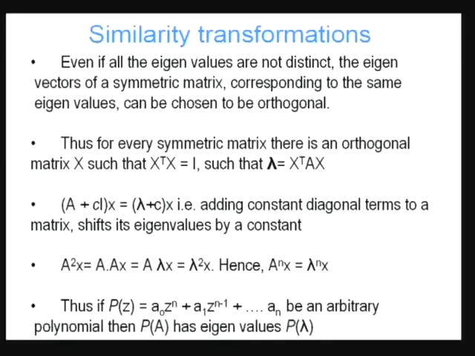There are procedures for orthogonalization which we are going to talk about later in this course, but basically for a symmetric matrix, corresponding to an eigenvalue, if there is more than one eigenvector, we can make those eigenvectors orthogonal to each other. We can define the eigenvectors so that the dot product of those eigenvectors is equal to 0. Thus, for every symmetric matrix, there is an orthogonal matrix X such that X transpose X is equal to I, that is, such that lambda is equal to X transpose A X.